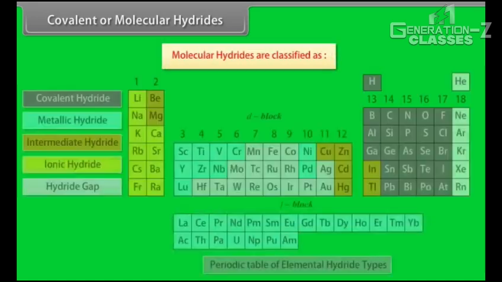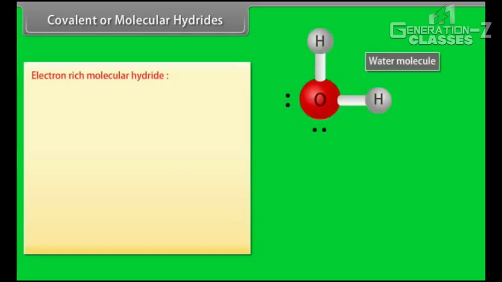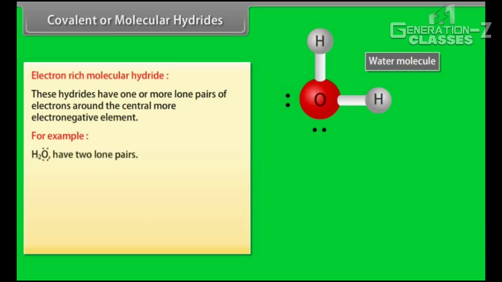Covalent or molecular hydrides. Molecular hydrides are classified as electron-rich molecular hydrides. These hydrides have one or more lone pairs of electrons around the central, more electronegative element. For example, water has 2 lone pairs.